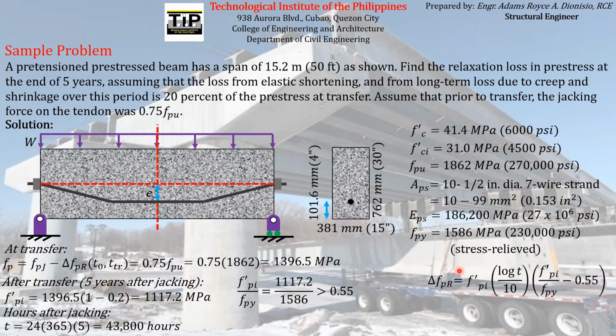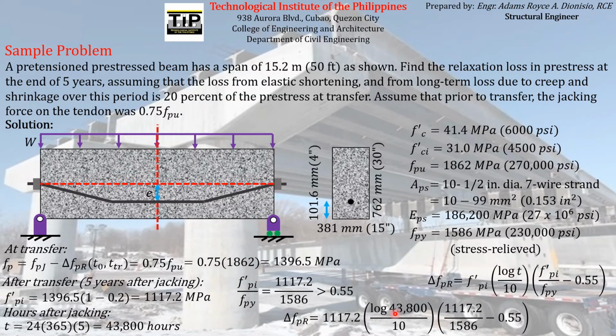So since we already found all of the parameters needed for this, we use this because it was mentioned in the problem that the pre-stressing reinforcement is stress relief, and we know that this is the formula for stress relief wires and strands. So all we have to do is substitute all of the corresponding values here. The fpi prime is this, the t time is this in hours, the ratio of fpi prime and fpy is equal to this. So we just have to substitute it.